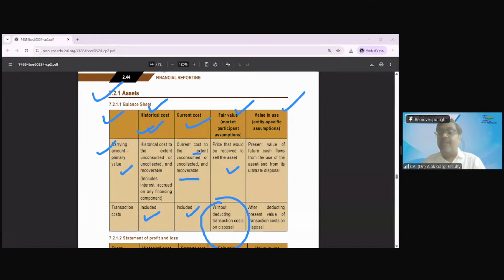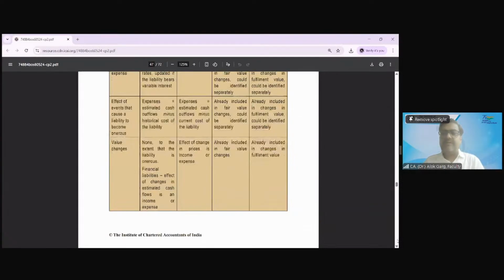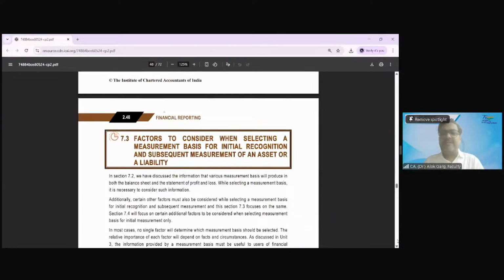Value in use is the present value of the future cash flows from using the asset. You are not selling the asset, you are using the asset. When you are using the asset, what is the present value of the future cash flows you are getting, right? That will become the carrying value of your asset in the balance sheet using those measurement bases. So friends, these are the measurement bases which are given in this framework. Yes, in very detail these things are given.